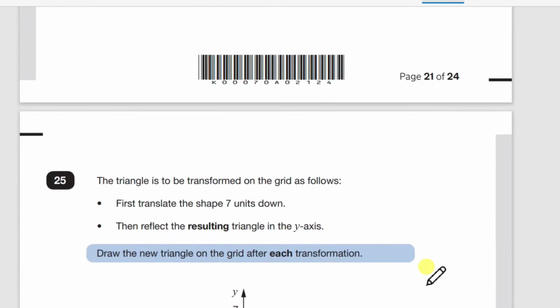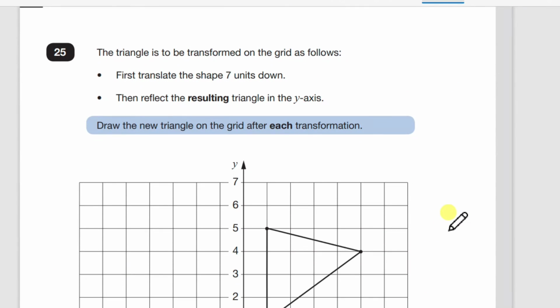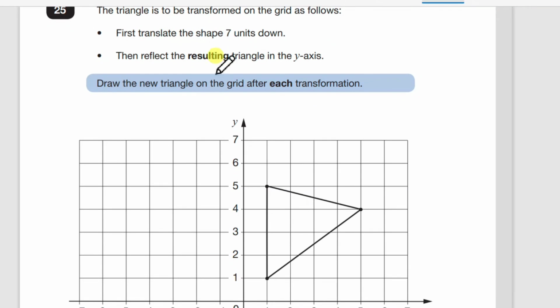Nice. Now, number 25, and I believe this is the last one, guys. The triangle is to be transformed on the grid as follows. First, you translate the shape 7 units down. Translate in graphs means you move it. Okay, so we're going to move the shape 7 units down. And then we reflect the resulting triangle in the y-axis. So let's do the first step.